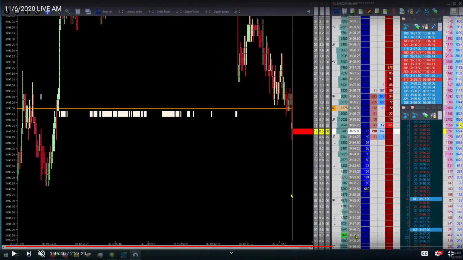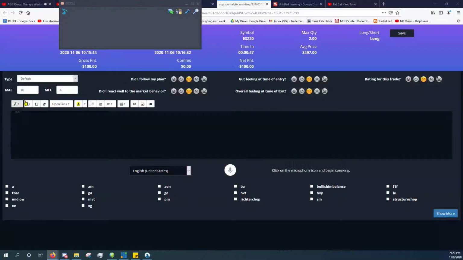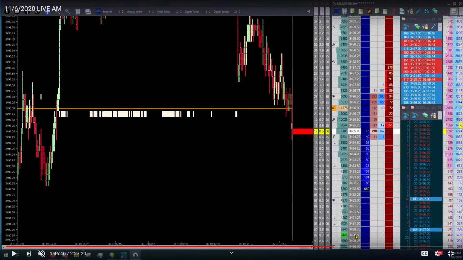Jesus Christ. It went against me 5 because I lost 100 on it. But I got out, the max it went against me was 5 in that. Because if it went 6, I would have got stopped out, and that would have been minus 150. So let's look at the actual entry of this deal.